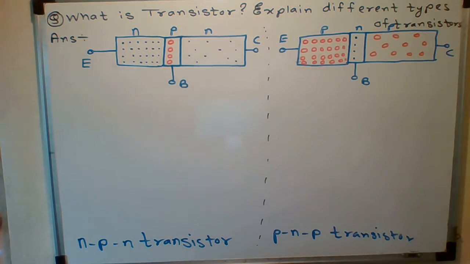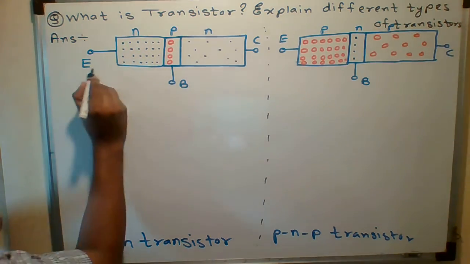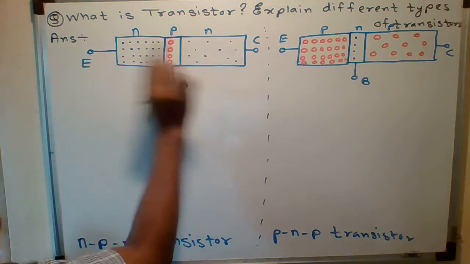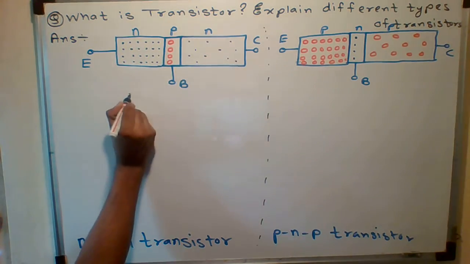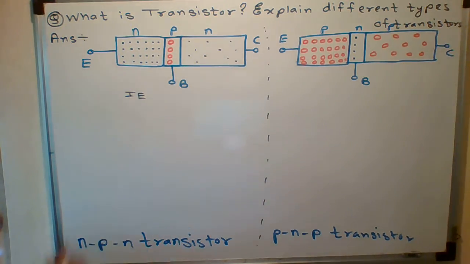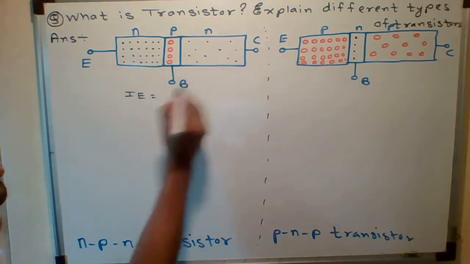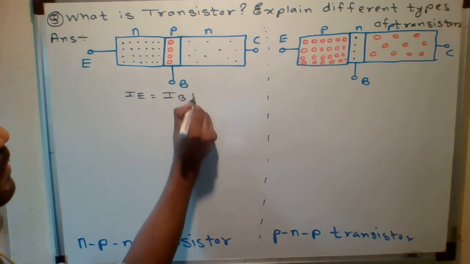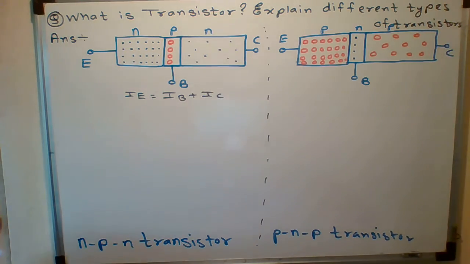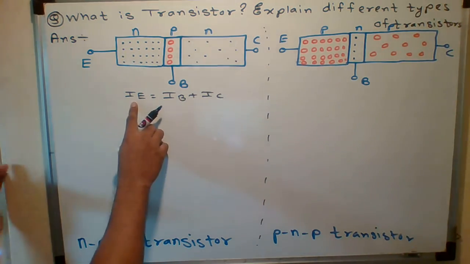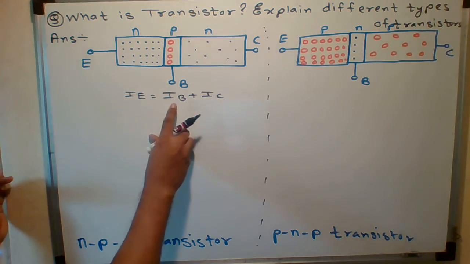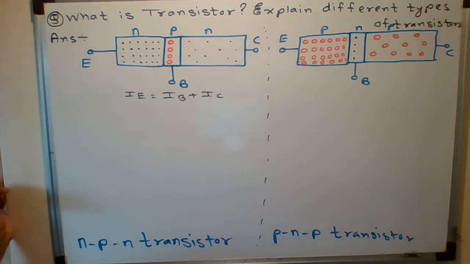You remember this. Because of this, total carriers are coming from emitter, so emitter will produce emitter current. Emitter current is divided into what? Two currents, that is base current plus collector current. So this is the formula for total current: emitter current is always equal to base current plus collector current.